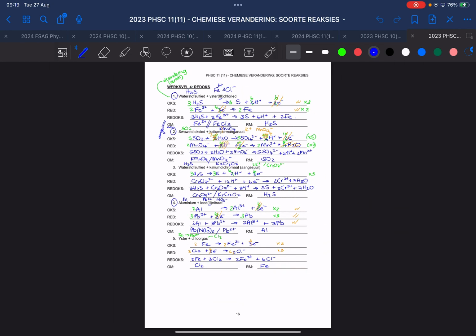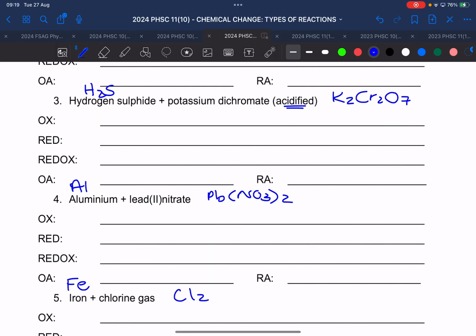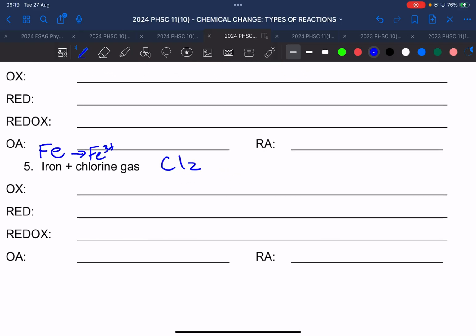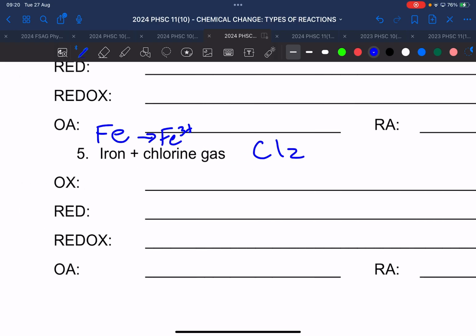Just want to help you with the last one. It's going to go from iron to iron 3 plus because there's 3 ions. So the last one is going to be iron to iron 3 plus. That there's a 3 plus. Right, go, go, go.